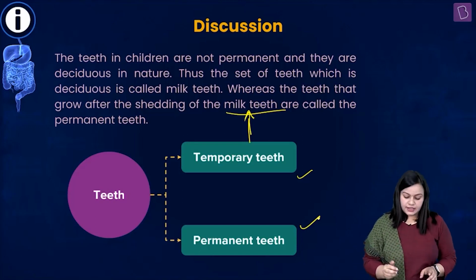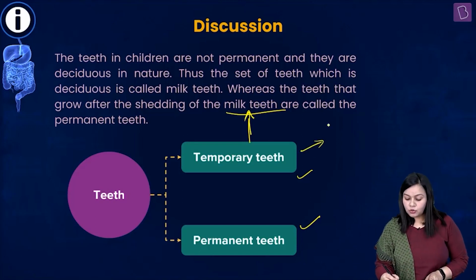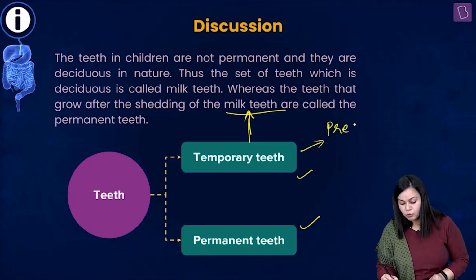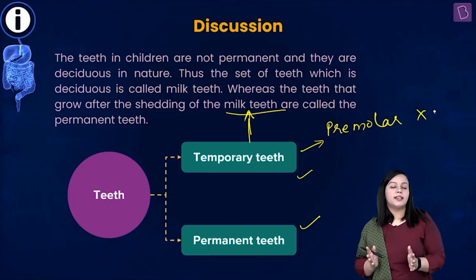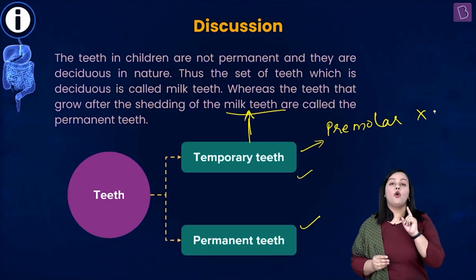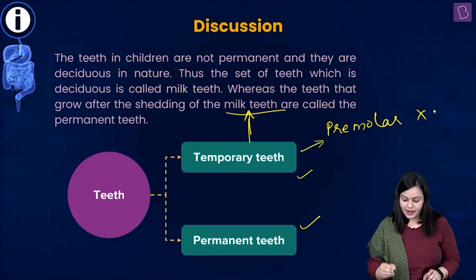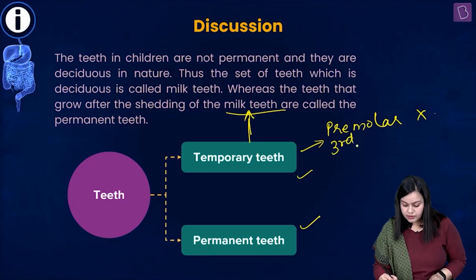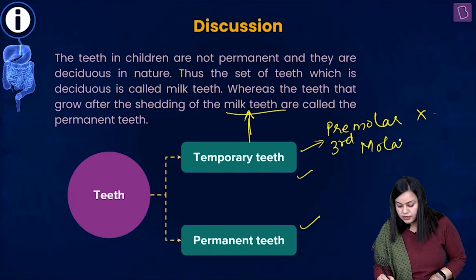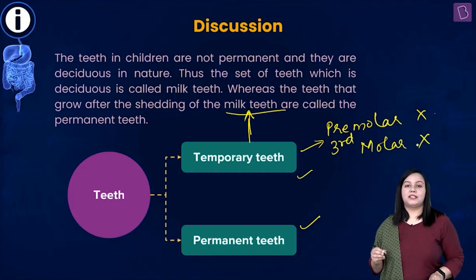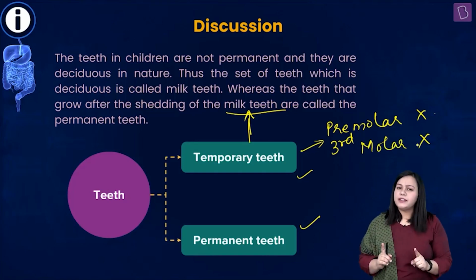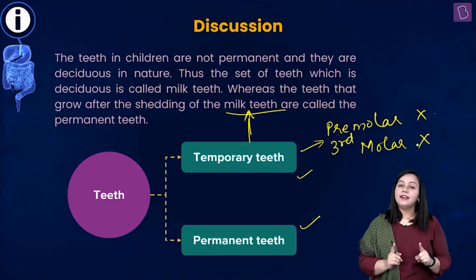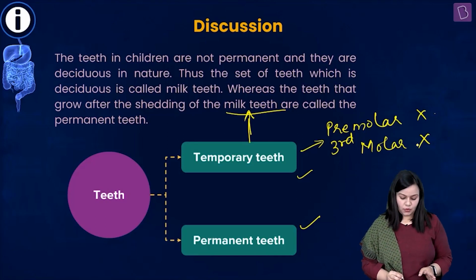First thing is, these temporary teeth do not have any premolars in them. So I'm putting a cross across premolars because it is not there in case of temporary teeth. Also, one more point is that the third molar, the third set of molar, is also absent in the temporary set of teeth. Now let us go back to the question and understand what exactly was the question asking.